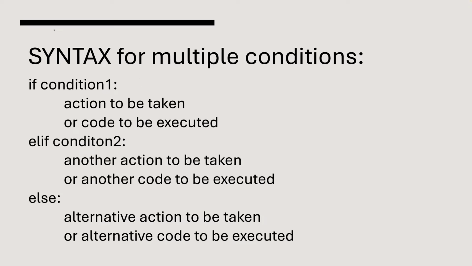In Python, if there are multiple conditions, we declare it as: if condition 1 colon and a block of code. And for condition 2, we use elif, where el is a short form for else. So we write elif condition 2 and a block of code. If that condition also fails, we go to the third block, that is else, or we can have another elif block if there are more conditions.